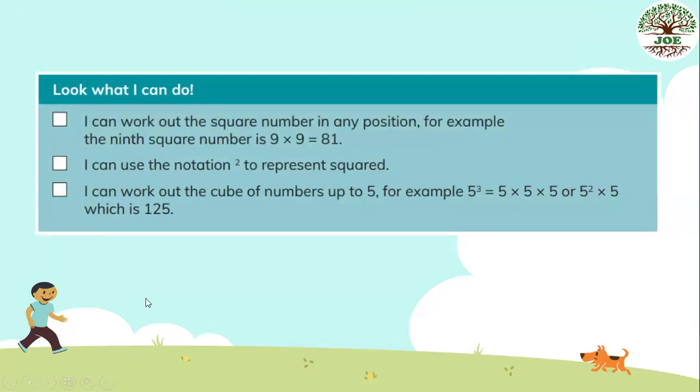Look what I can do. I can work out the square number in any position. For example, the 9th square number is 9 times 9, which is 81. I can use the notation superscript 2 to represent squared. 9 squared, we can write like this. 4 squared, we can write like this. I can work out the cube of numbers up to 5. For example, 5 cube is 5 squared times 5, which is 125. We can do cube numbers up to 5.